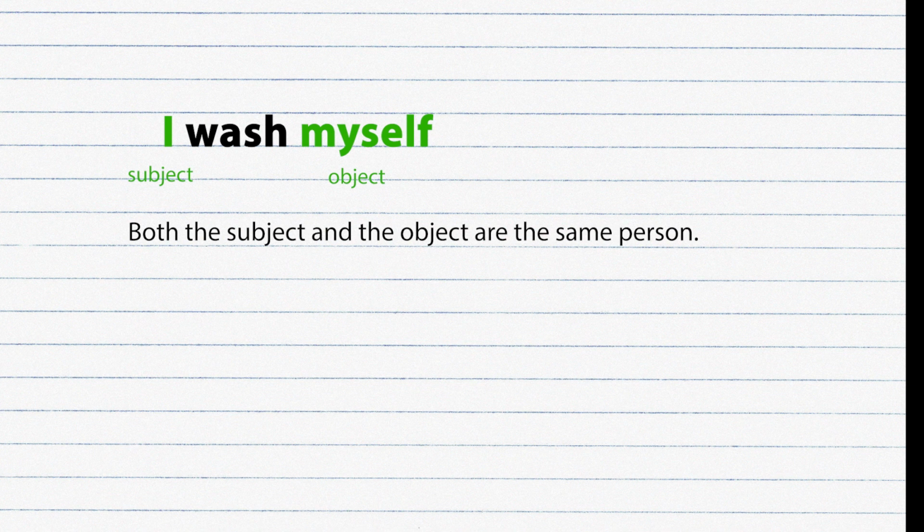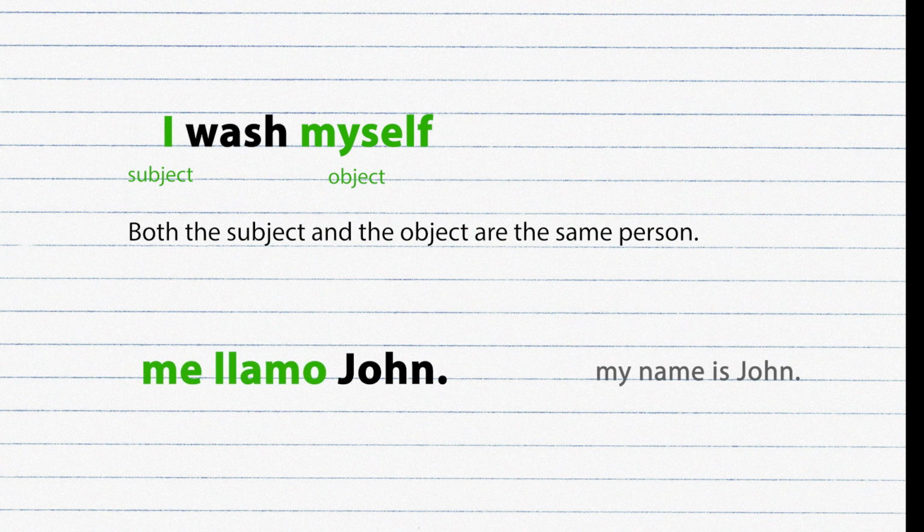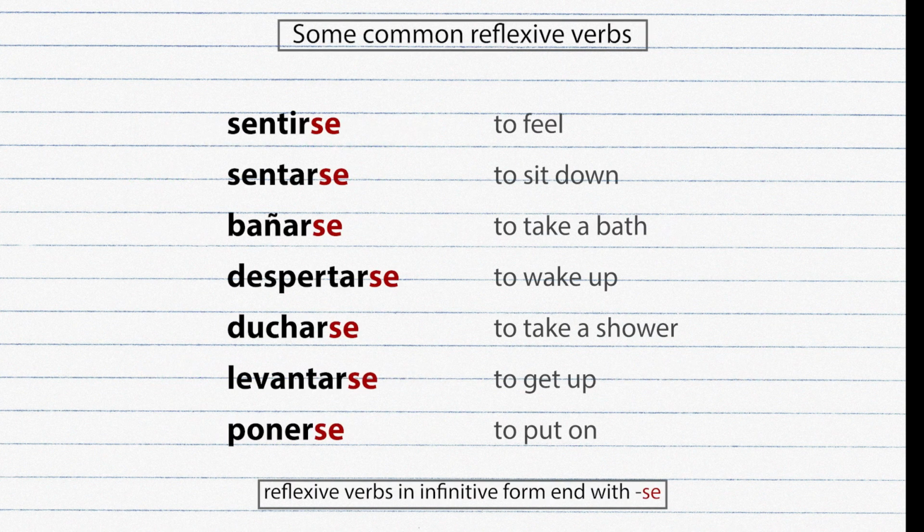For example, one of the very first sentences you learn in Spanish is Me llamo and your name. Me llamo John. In English, it's translated as my name is John. But me llamo is actually a reflexive verb, and it will mean something like I call myself John. Some of these verbs cannot be directly translated in English. Instead, it's better to remember the most common reflexive verbs.